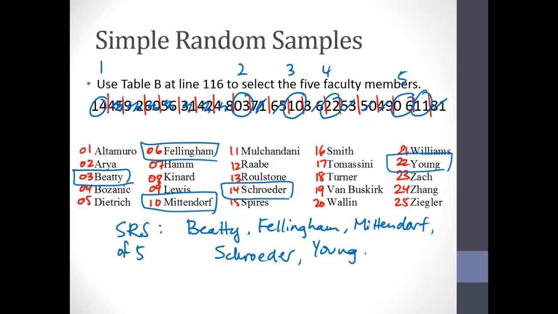So if you chose a different line, let's say you chose line 124 or line 143, you would get a different simple random sample of 5 people from this list, and that's okay. Any questions on what we've done here?